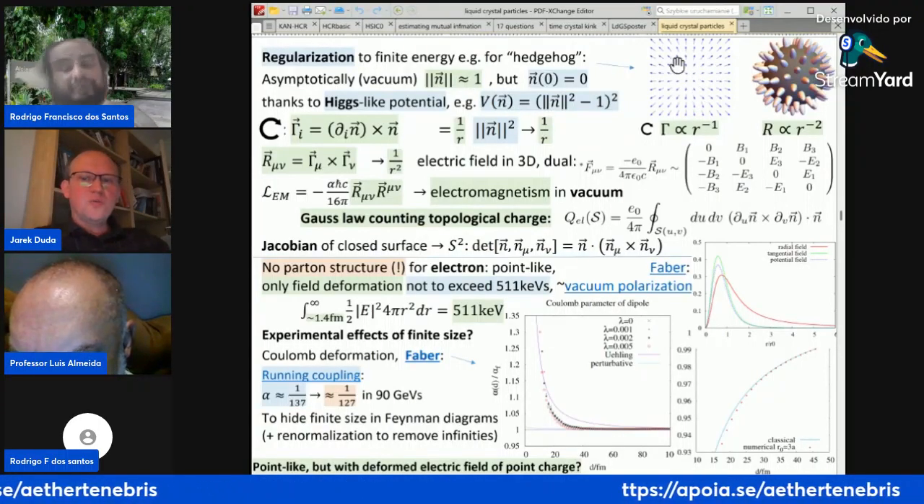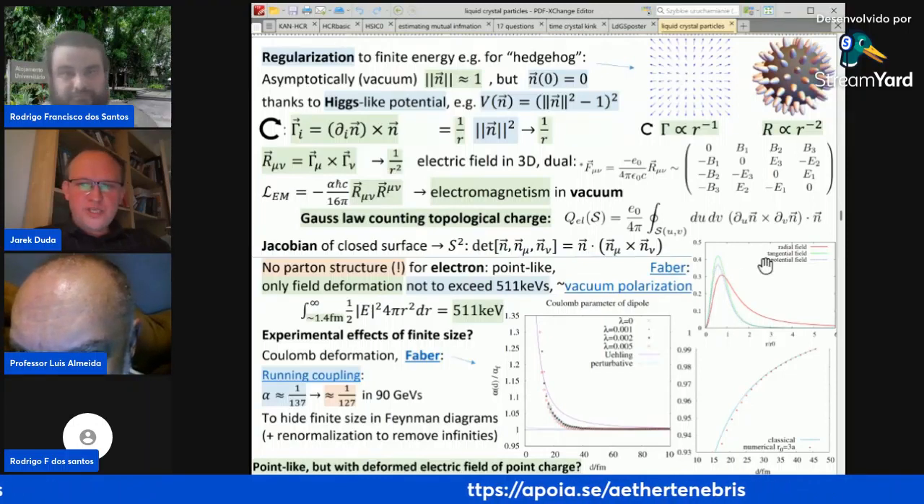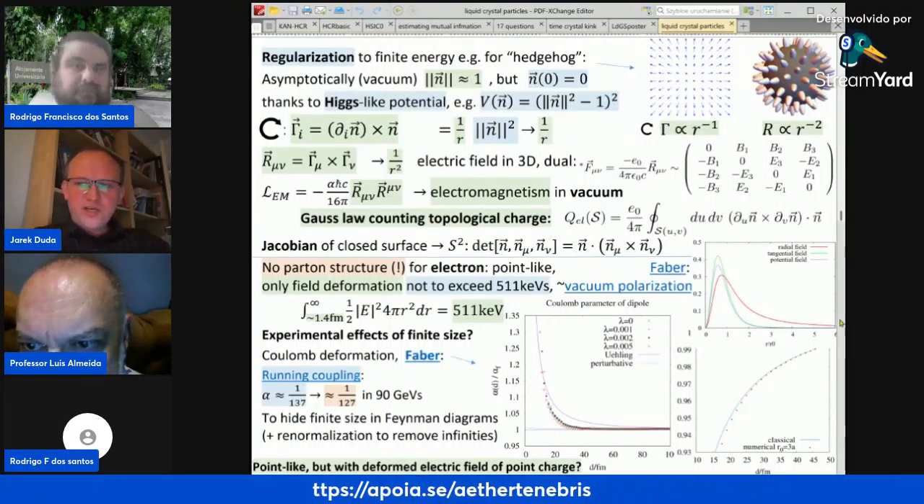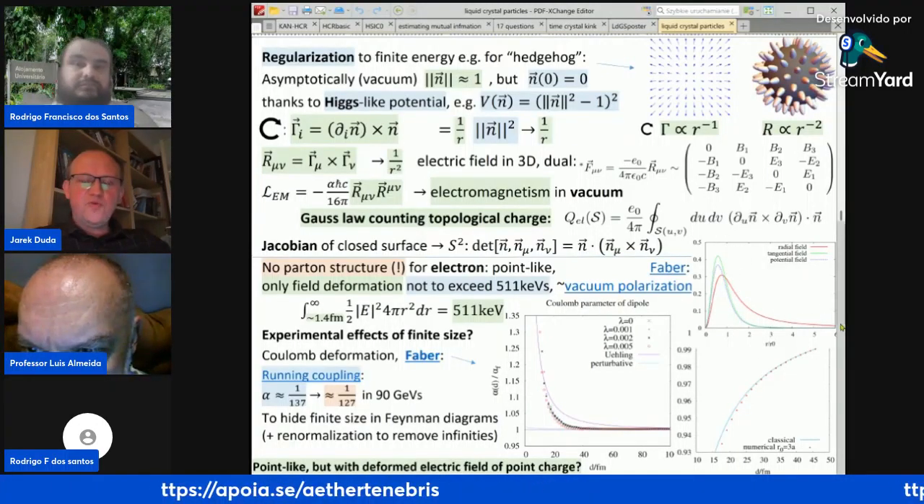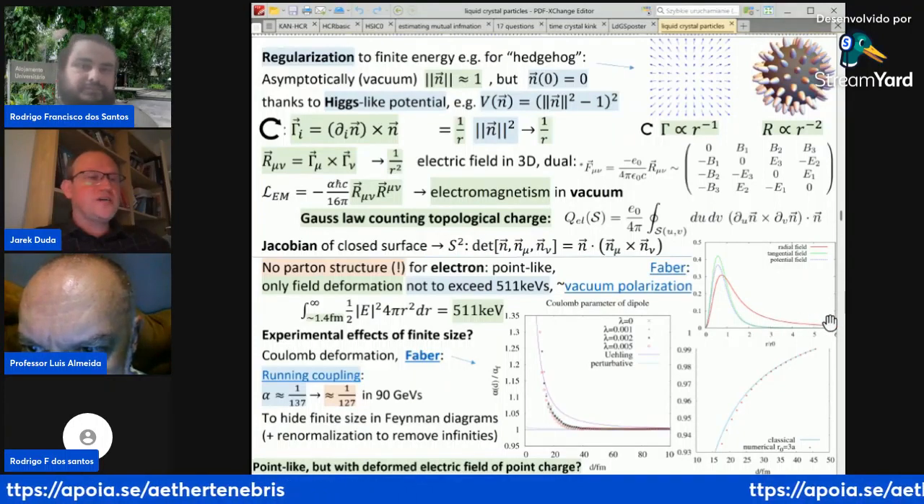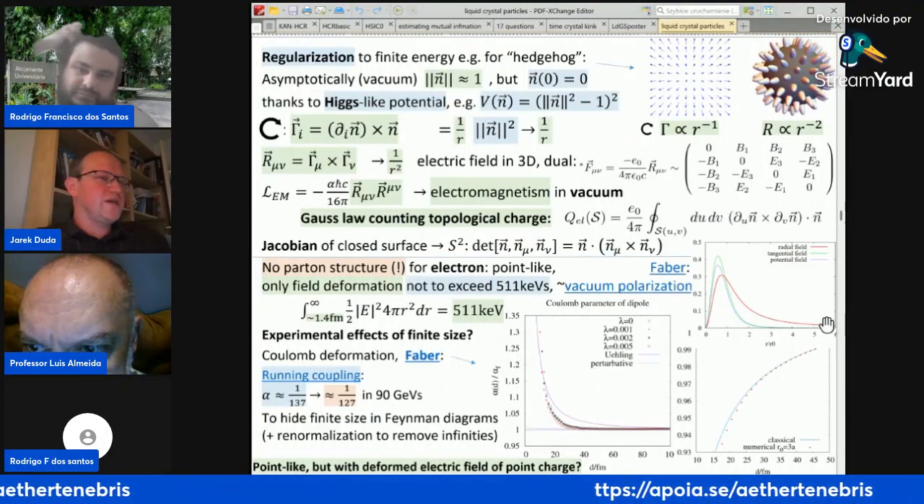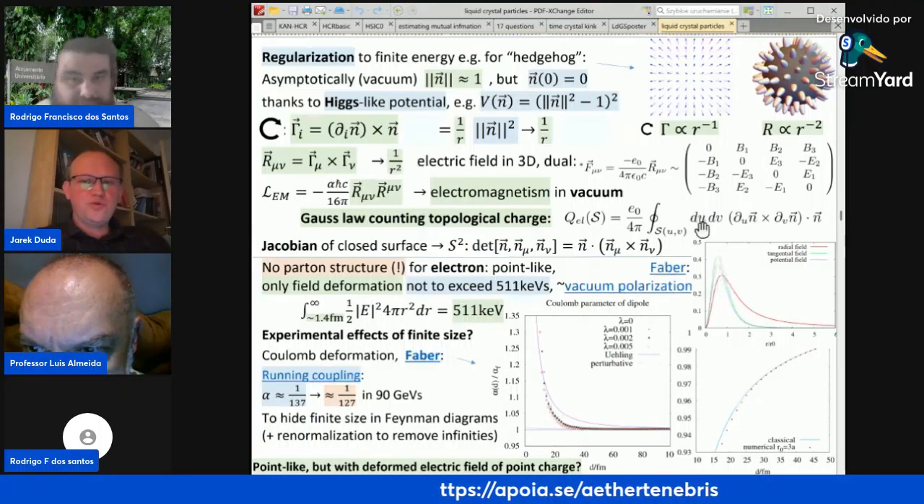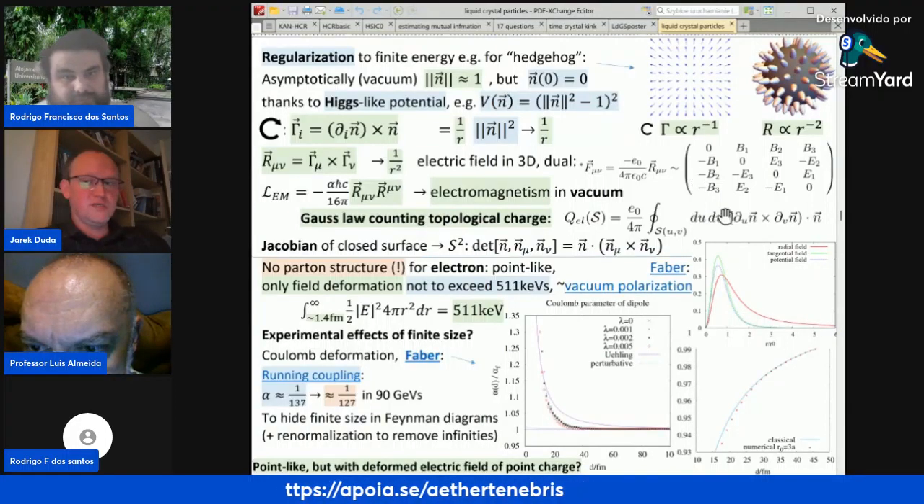If you look at energy, here is some energy plot. The red line is without it, just electromagnetic, like this energy of the electric field. It would go to infinity at 0 without regularization.